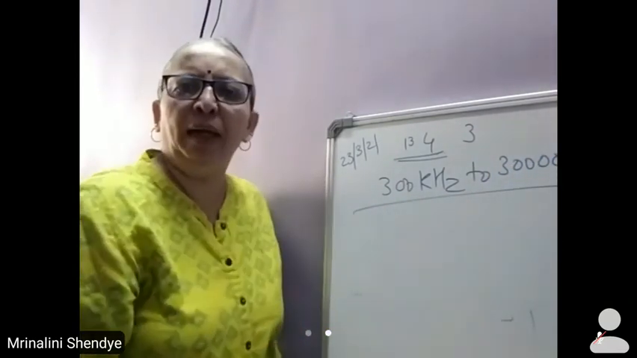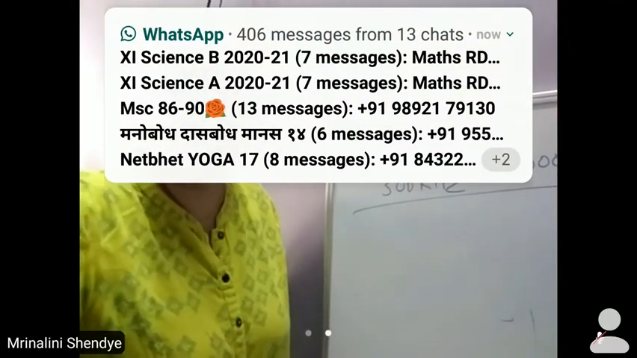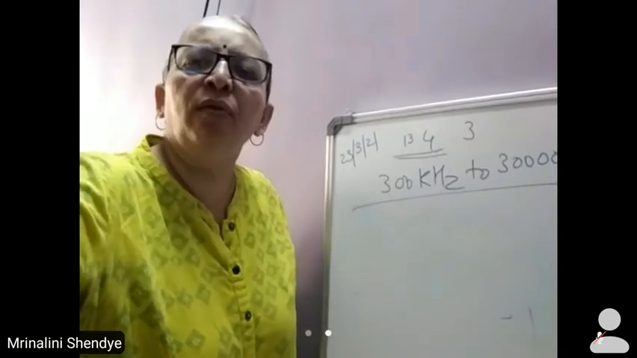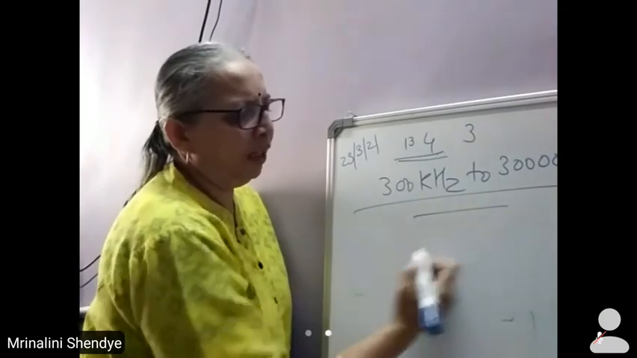ये रेंज में रेडियो वेव्स हमारे पास अवेलेबल है. तो व्हाट इज डन, दिस रेडियो वेव्स are then grouped into different bands.